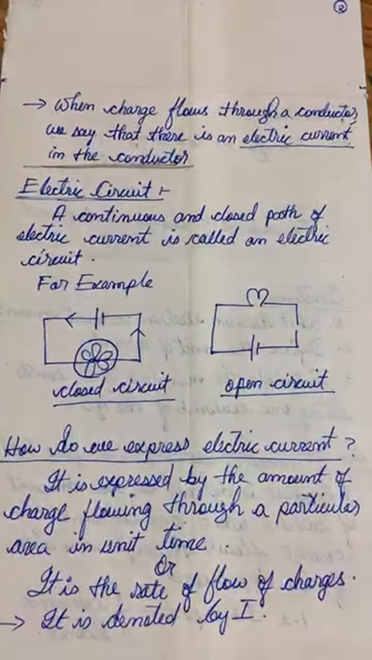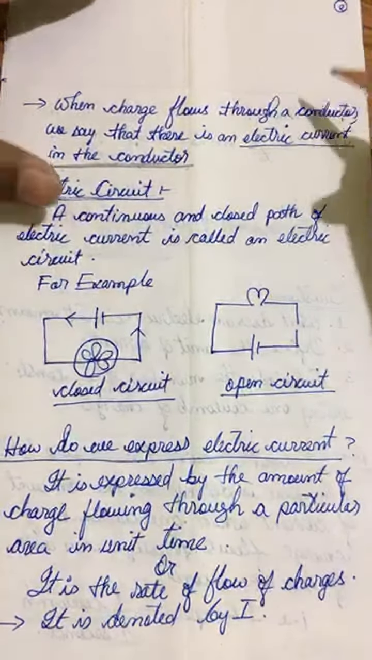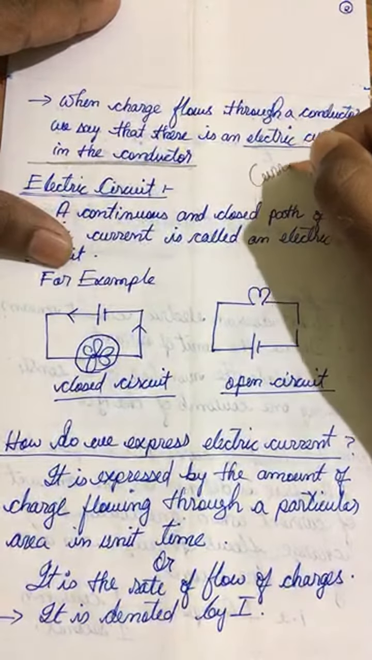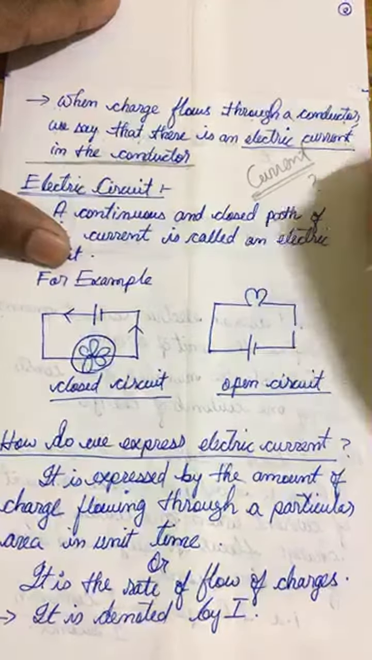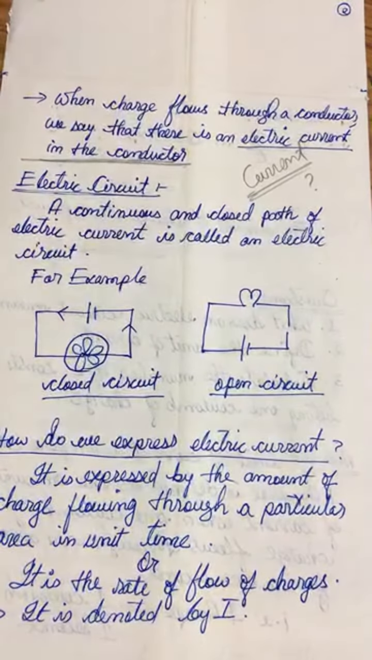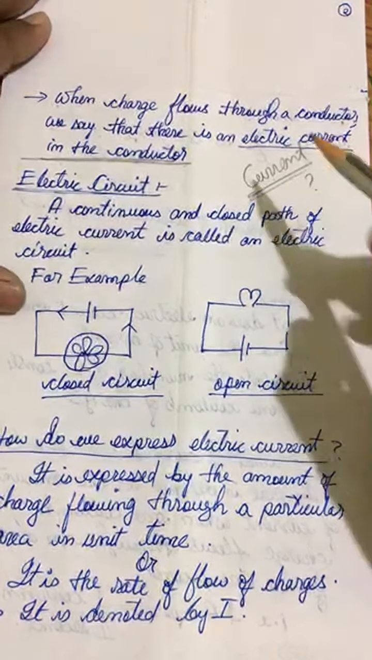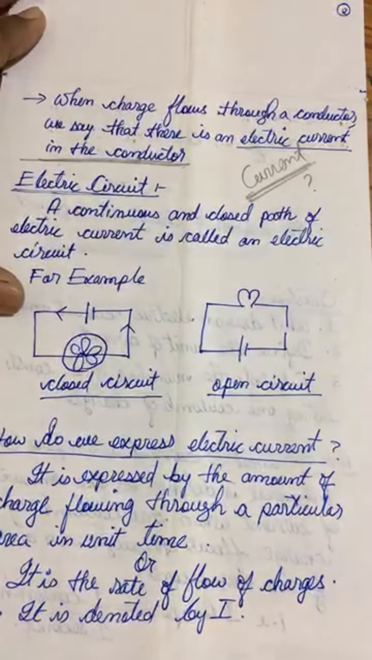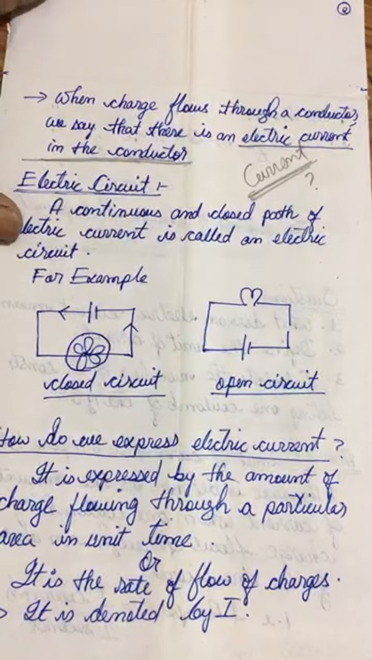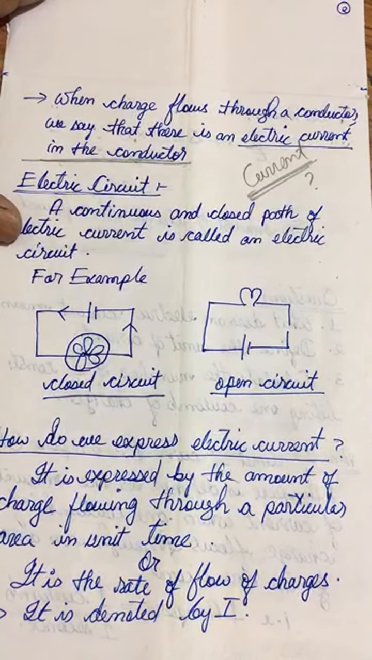First of all, before knowing what is electric current, we have to know what is current. What is current? Flow of anything is called current. For example, if water flows, we say there is a water current. In a river, water flows, so we say there is a water current. And when air flows, we say there is a flow of air, and that is wind. Moving air is called wind.